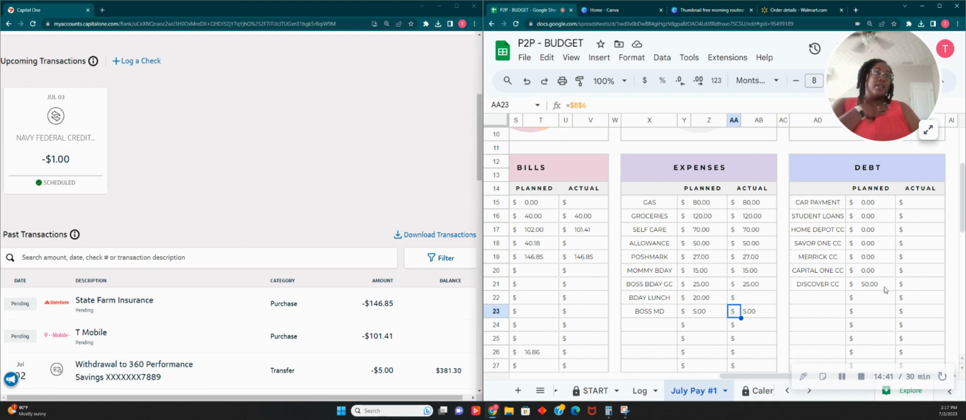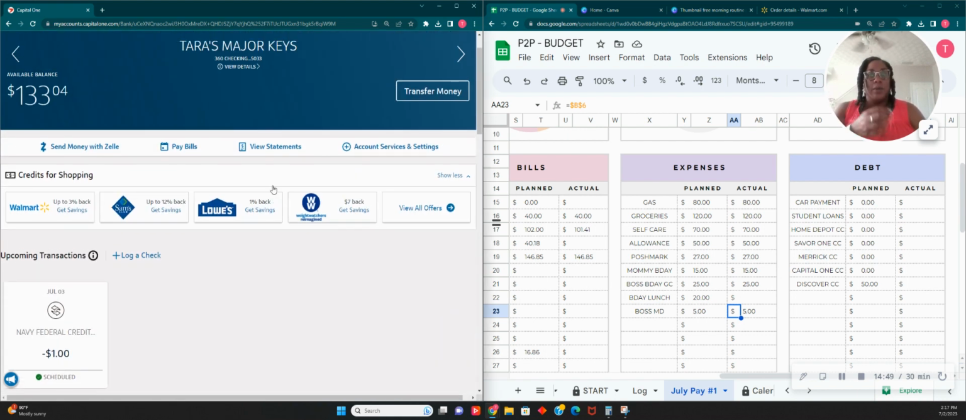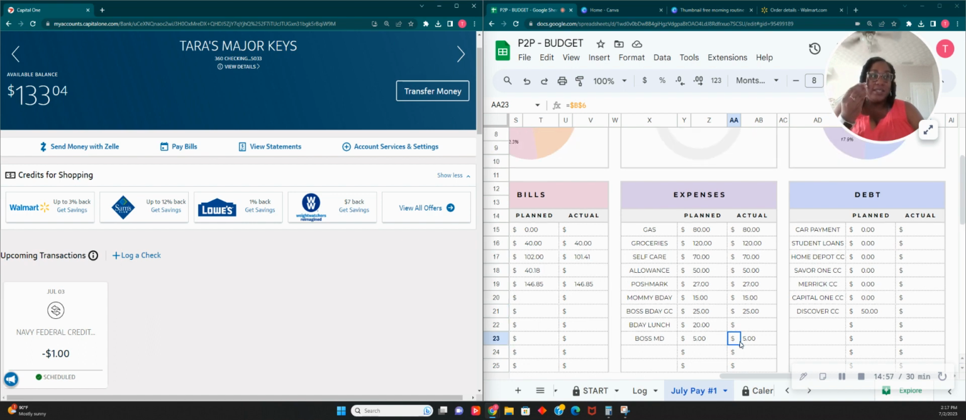The only thing I paid on the debt side was $50 to a Discover credit card. I actually did schedule that payment, but because it's Discover, it's not going to show up right away, and we'll clear that on the log when it comes through and we close out this budget. Okay, so I hope all of this is making sense.